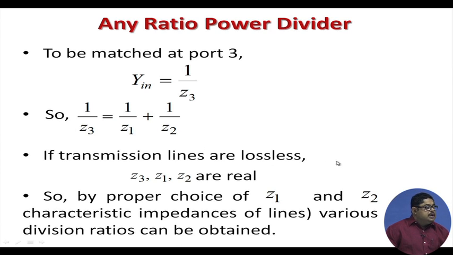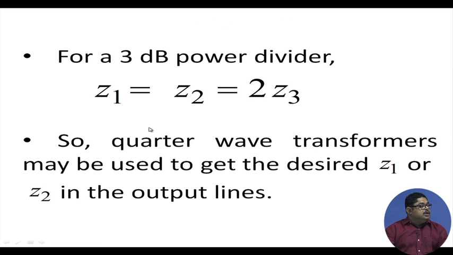Now, if transmission lines or waveguides are lossless, in the second module of this lecture series we have seen that if you have a lossless line, then its impedances are real quantities for propagating modes. Only if there are evanescent modes will they have some reactive power. Now, you choose your Z1 and Z2, and by that you can get the power ratios. So you can choose any value to get a power ratio here.